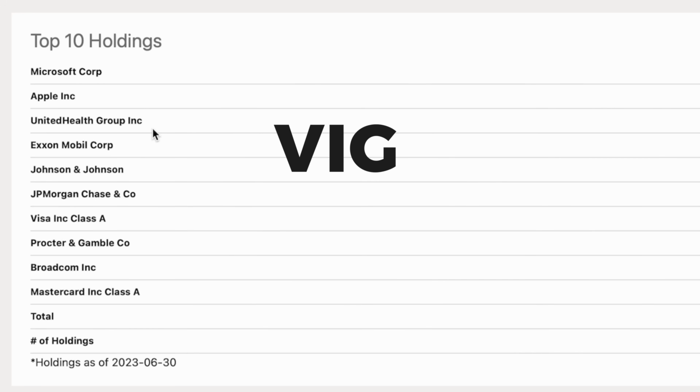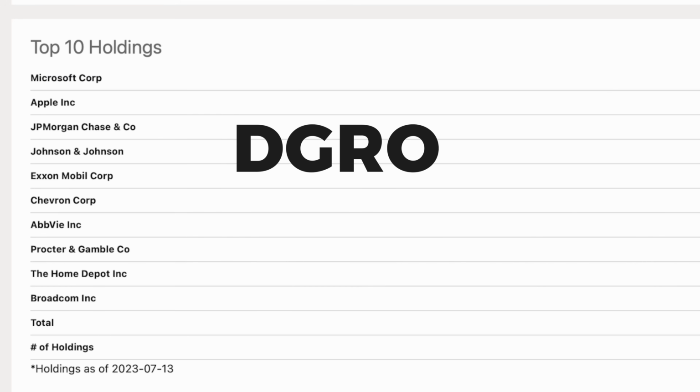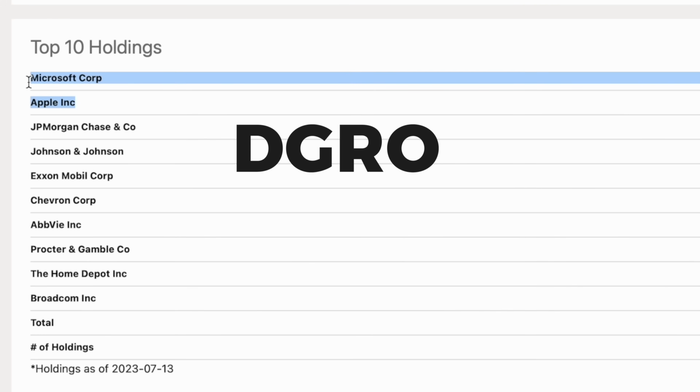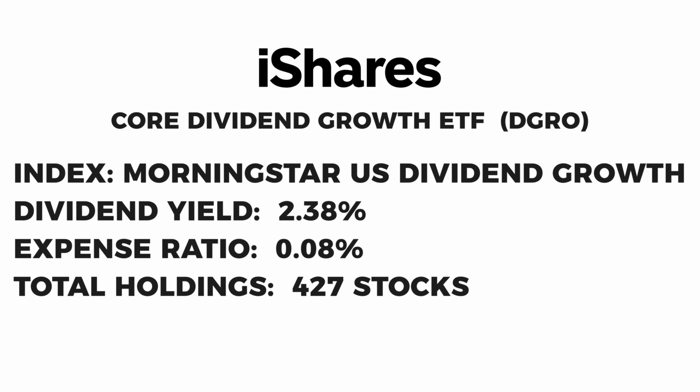Now, you could get those companies by going to VIG or DGRO or one of these other dividend ETFs that include them. But I think the real question now that you have more visibility into what these ETFs are actually doing and how they're picking stocks is, when you understand that criteria, matching that up with your investment goals, right? So if you go to DGRO or you go to VIG, their dividend yields are, let me look here, 2.38% and 1.91% respectively, right?